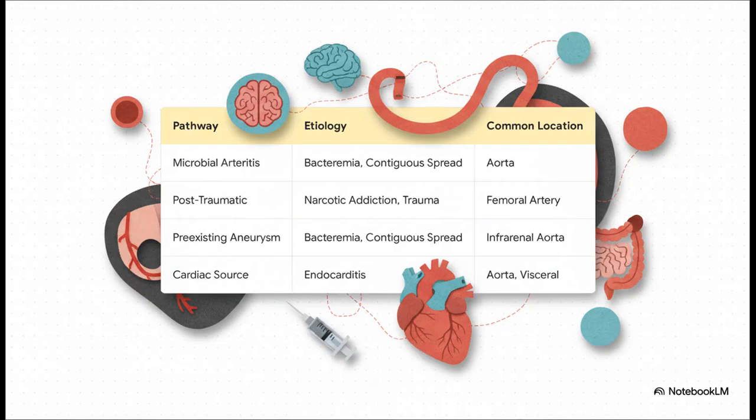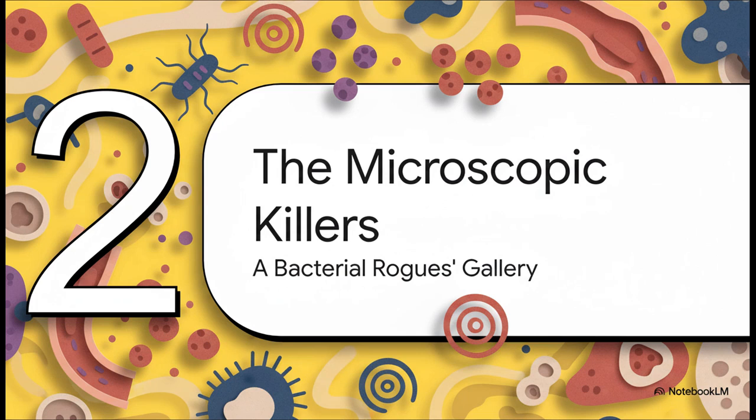So let's put it all together. What's really interesting when you look at this chart is how different causes tend to target different parts of the body. For example, a post-traumatic infection often happens in the femoral artery in the leg, right? That makes sense. But an infection coming from the heart, man, those septic emboli can go anywhere, seeding disaster all over the body.